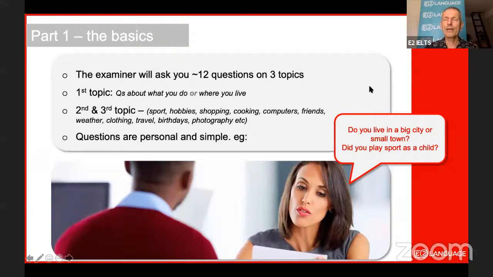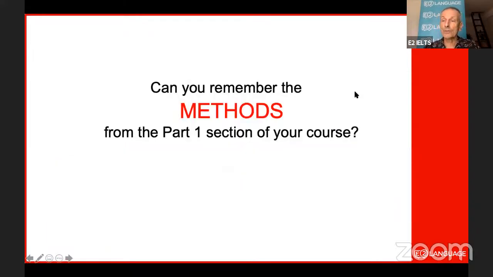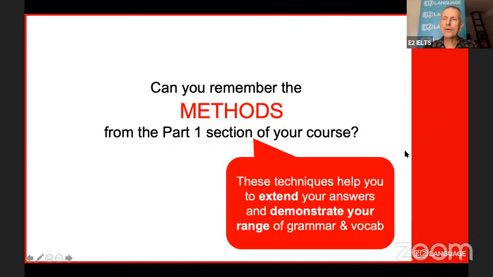And we'll talk about strategies for answering them fully in a minute. Oh, no, we won't. We'll talk about them right now. Methods. Here we go. So why do we want to have some methods and techniques?